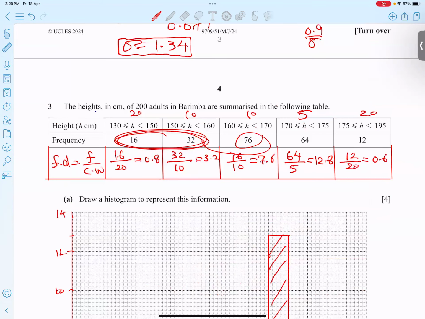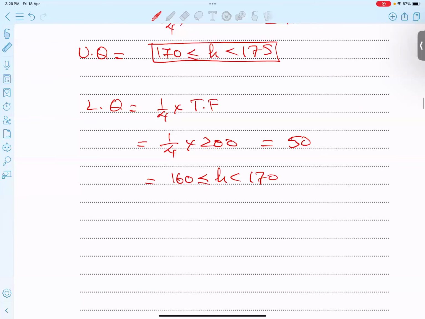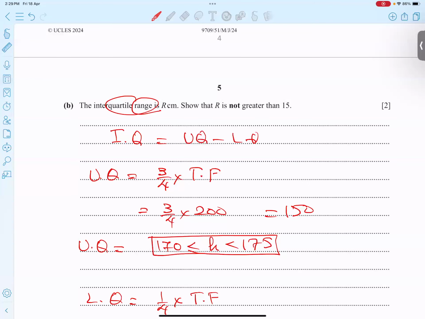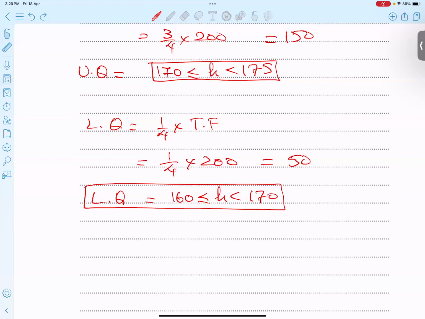And students, what is the planning to do? He was asking to find out the range or interquartile range. So basically, the highest value, the upper quartile, is 175, and the lowest is 160. So we have to find out R, and R is the highest value minus the smallest value. And we are getting 15.